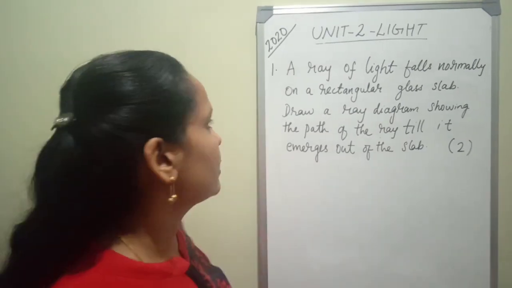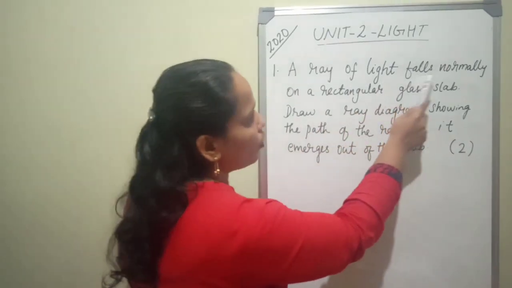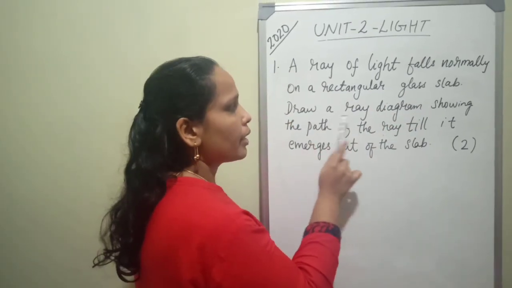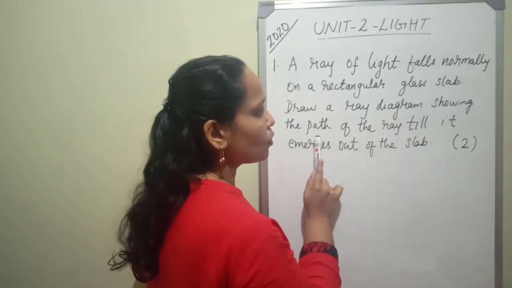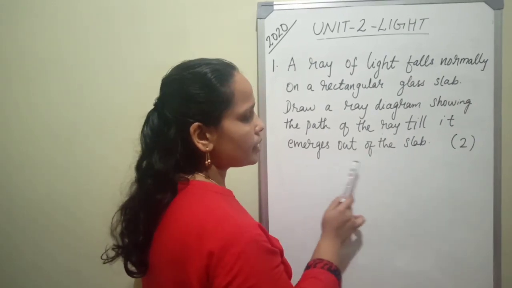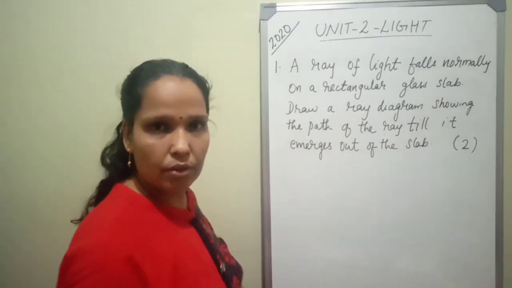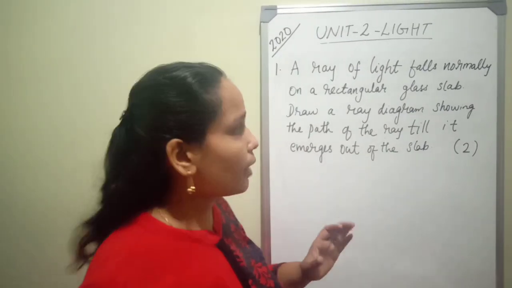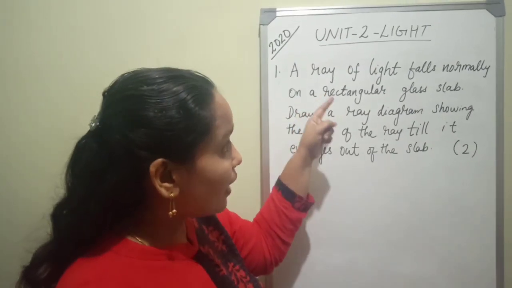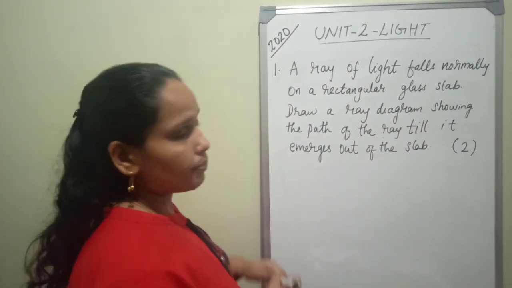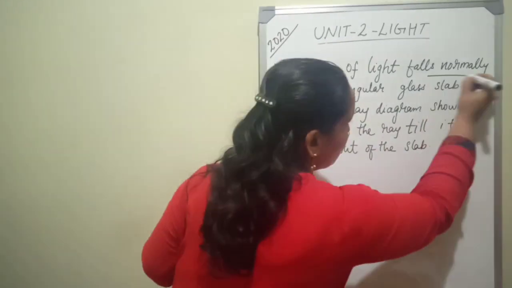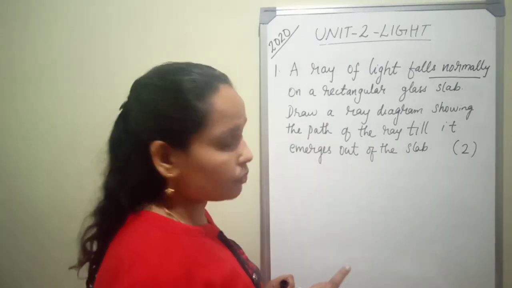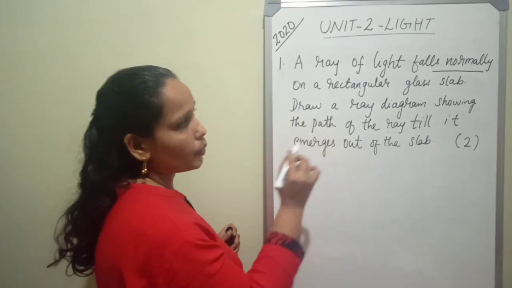The first question is: a ray of light falls normally on a rectangular glass slab. Draw a ray diagram showing the path of the ray till it emerges out of the slab. When we read this question, try to understand its meaning. A ray of light falls normally. Here comes the keyword, normally. Normal means what, children? Perpendicular. Normally on a rectangular glass slab.